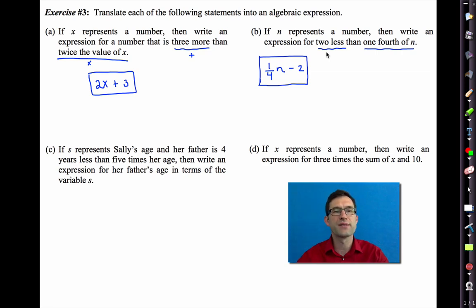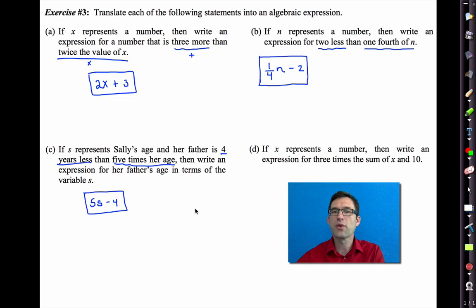Letter C. If S represents Sally's age and her father is 4 years less than 5 times her age, then write an expression for her father's age in terms of the variable S. Okay, so her father is 4 years less than 5 times her age. Well, her age is S. 5 times her age would be 5s, and 4 years less would be minus 4. So there it is, 5s minus 4.